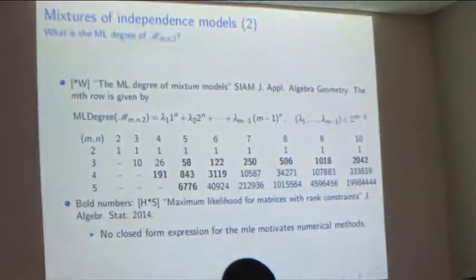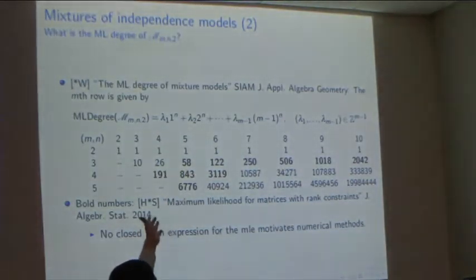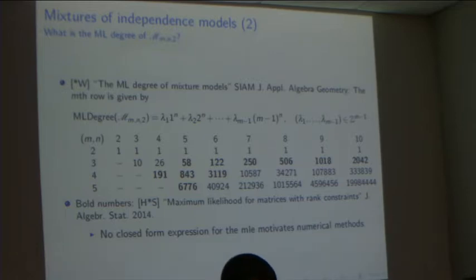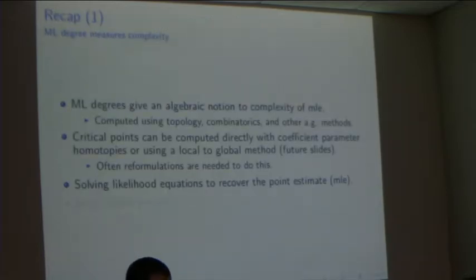So, as you see, the numbers get very big, which is a bit unfortunate, but it also shows that the problem is really hard. There could be potentially many local maxima, and you have to be careful if you conclude that you've actually found the solution. So to recap, ML degrees give an algebraic notion to complexity of MLE, computed using topology, combinatorics, and other algebraic geometry methods. Critical points can be computed directly using parameter homotopies and local to global methods. And this is the part where the ML degree will be related, and I'll discuss on the next slides.